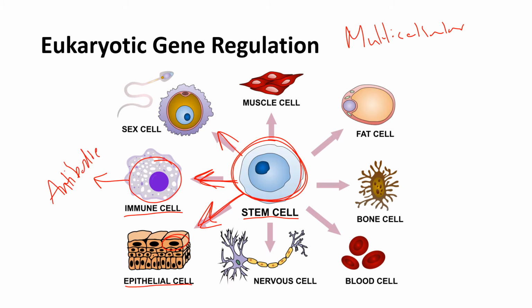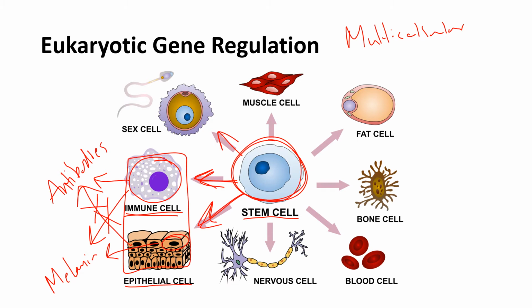because that's part of their job when they are protecting you from infection. And epithelial cells need to be able to produce melanin. Melanin is the protein that gives skin, hair, and eyes its color, but it also protects you from UV damage. So the immune cells do not need to produce melanin. That's not part of their job. And the epithelial cells do not need to be able to produce antibodies. So these cells need to be able to control which proteins they are producing.